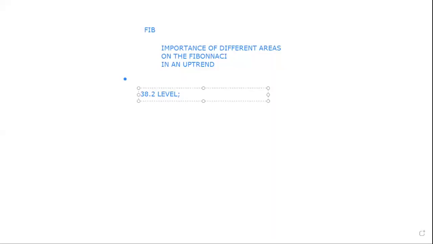Okay, so like I was saying, we're talking about the importance of the different Fibonacci levels, right? Let's take it one after the other, and this applies to an uptrend. So let's start with the 38.2 level. Now, whenever the market gets to the 38.2 level in an uptrend, it gives a false breakout like it wants to continue buying.